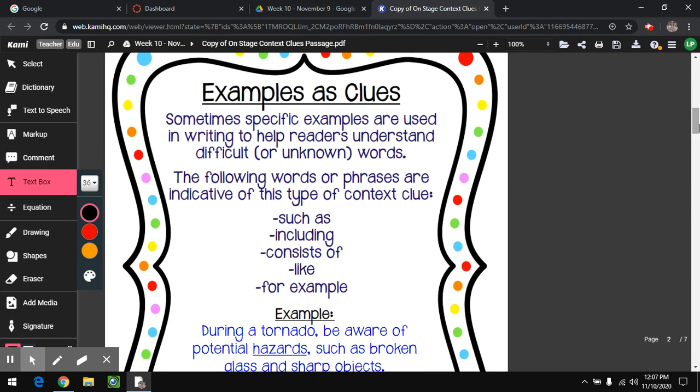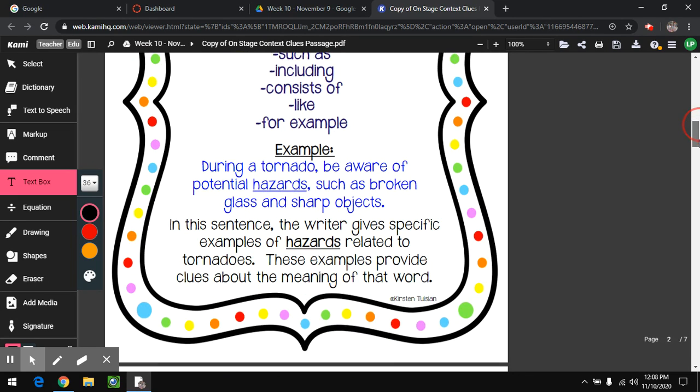Now, there are a couple of ways that we can figure out what a word is based on context clues. The first one is when they give you an example as a context clue. Okay? So it says, I'm on the second page now, sometimes specific examples are used in writing to help readers understand difficult or unknown words. The following words or phrases are indicative. That means that they show this type of context clue: such as, including, consist of, like, or for example.